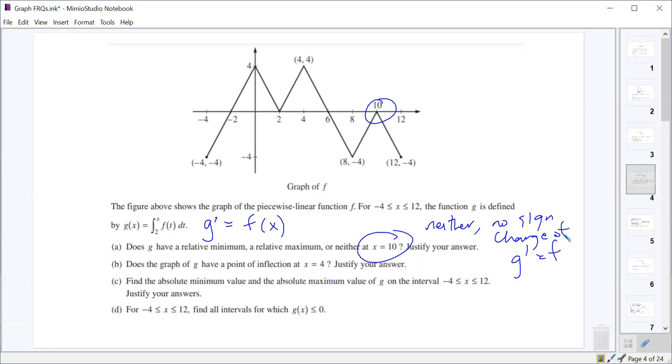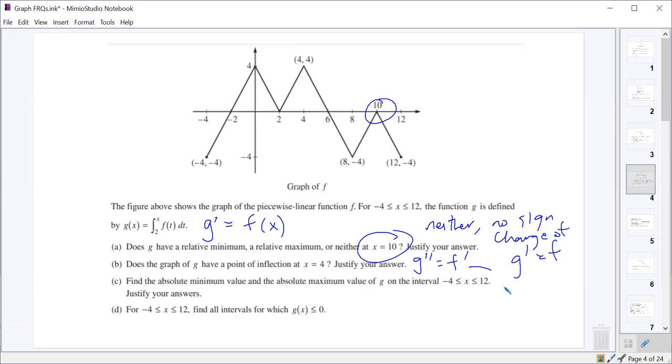Hopefully good. All right. Part B, does the graph of g have a point of inflection at x equals 4? Remember, graph of g, so g double prime should be f prime. So we're interested in, does the derivative of f change signs at 4? Well, yeah, the derivative of f is positive slope here. And then the derivative of f is negative. We have a negative slope to the right of 4.